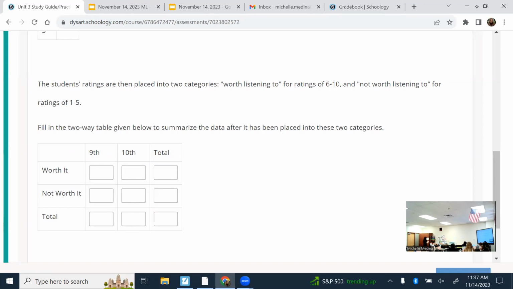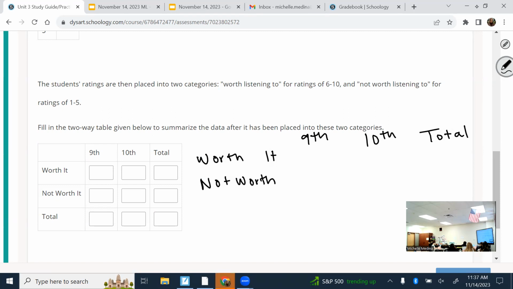So let me copy it so that I don't have to keep scrolling. But sometimes to try to trick you, they'll not put the total row or total column. So if that is not there, consider adding it on your scratch paper. And then also know that they're putting worth it as a score of 6 through 10, and not worth it for a score of 1 through 5.